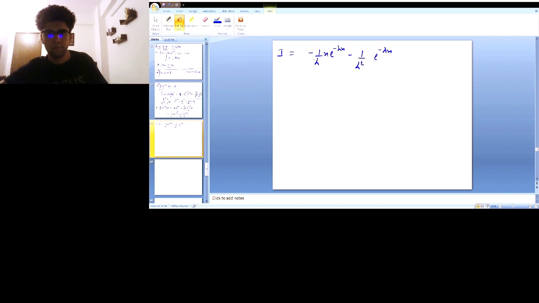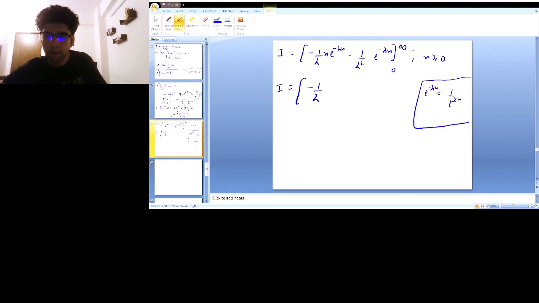Right. So now putting in the limits, because we were given that x is greater than or equal to 0, just putting in the limits, this gives me minus 1 upon lambda. So this is 0 because e to the power minus lambda x is 1 upon e to the power lambda x, and when x goes to infinity, e to the power minus lambda x goes to 0.